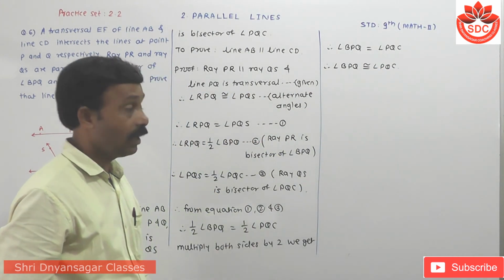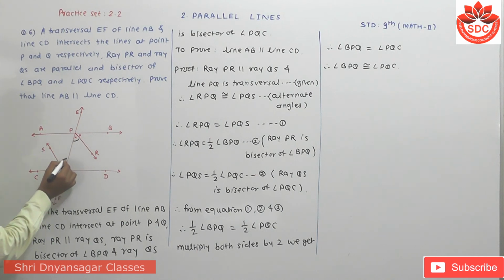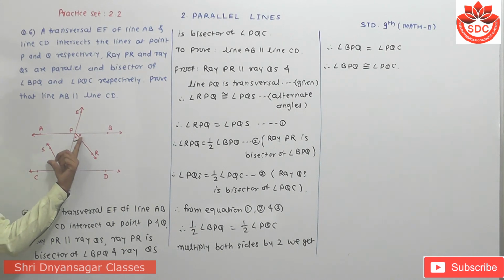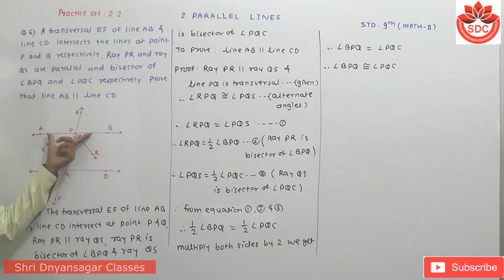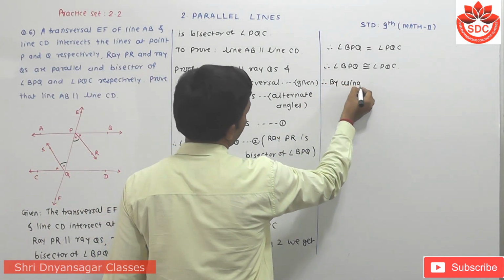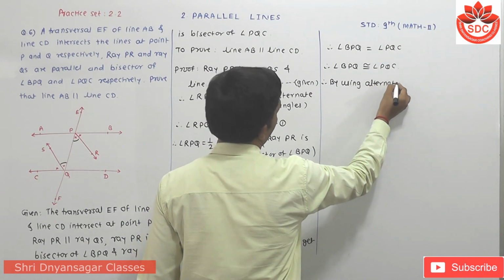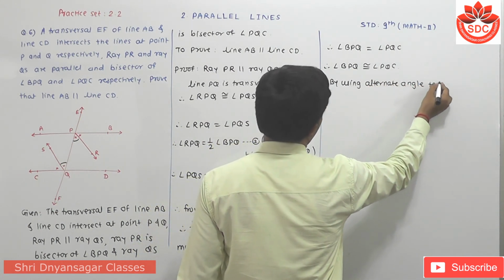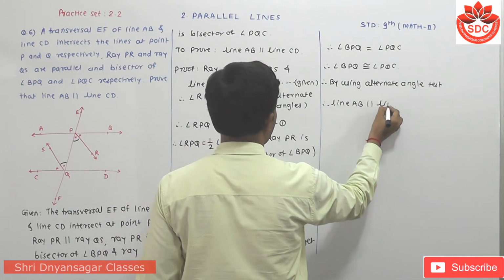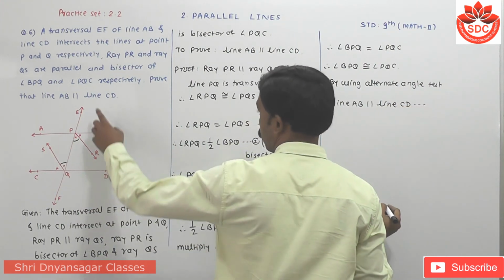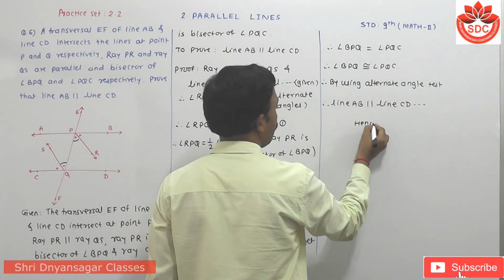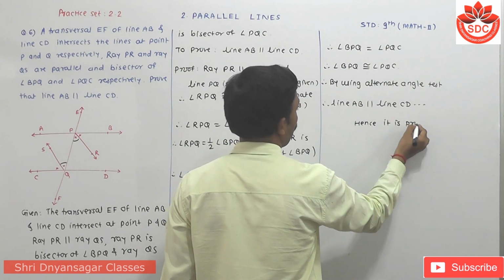If these two angles are congruent, but when we look carefully, these two angles are on different sides, either sides of this transversal, means that they are alternate angles. So by using alternate angle test, these two lines are parallel. So I have to write, therefore, by using alternate angle test of parallel line, these two lines, line AB is parallel with line CD, and hence it is proved. Can you understand?